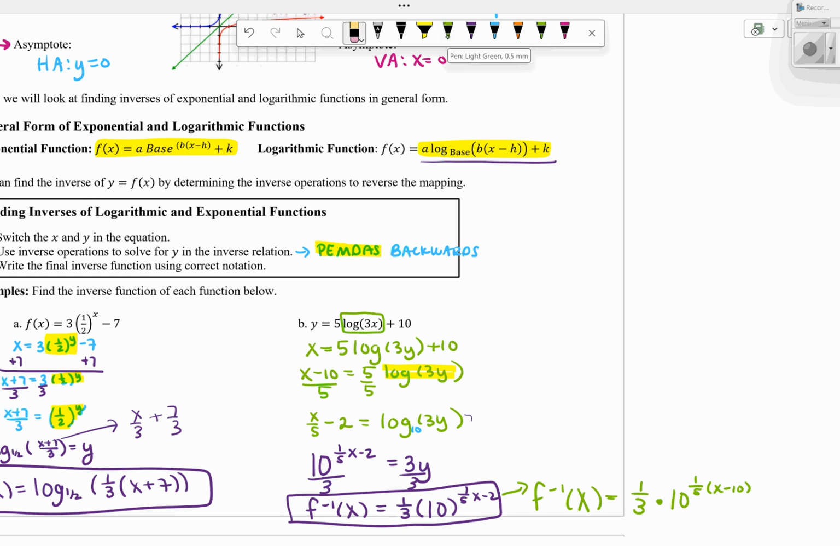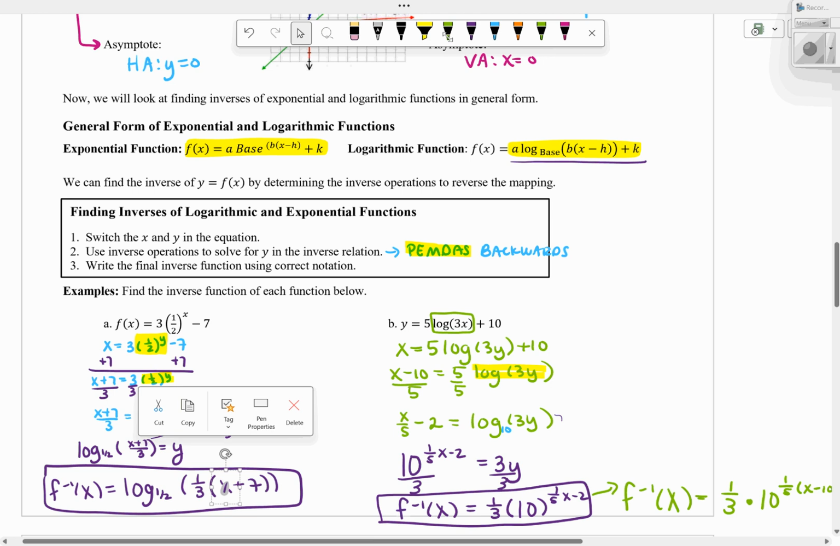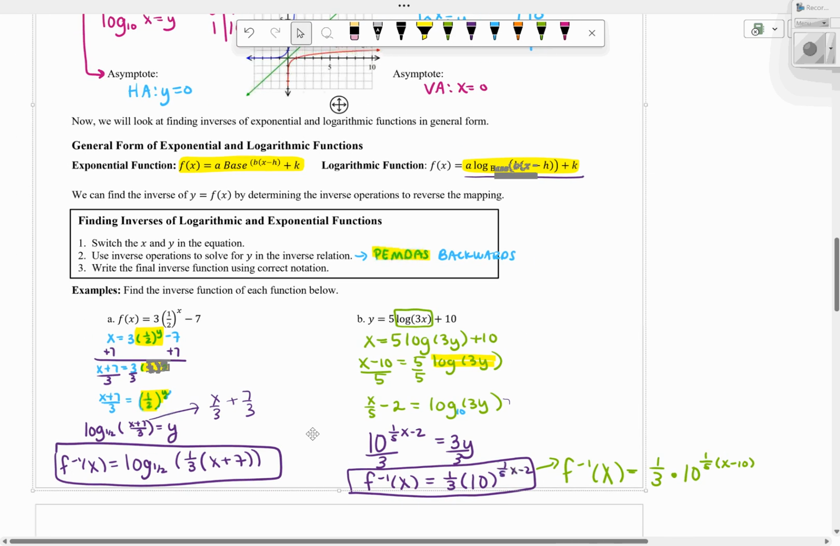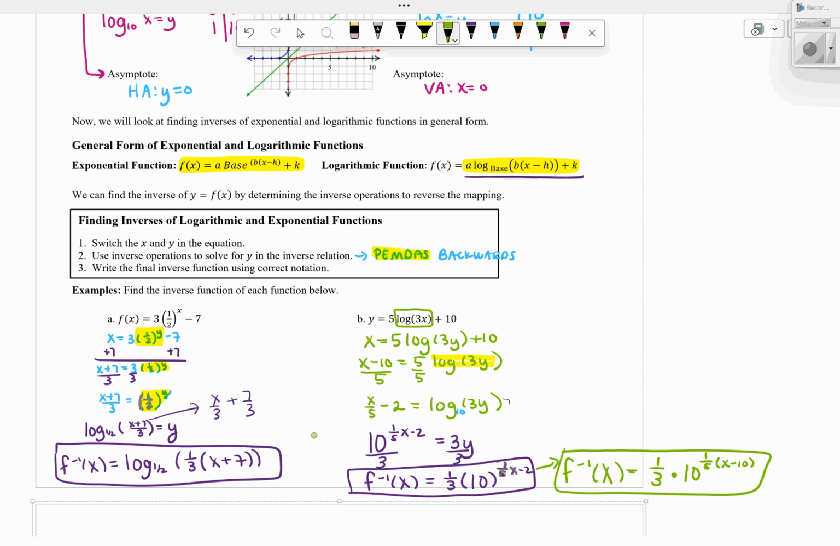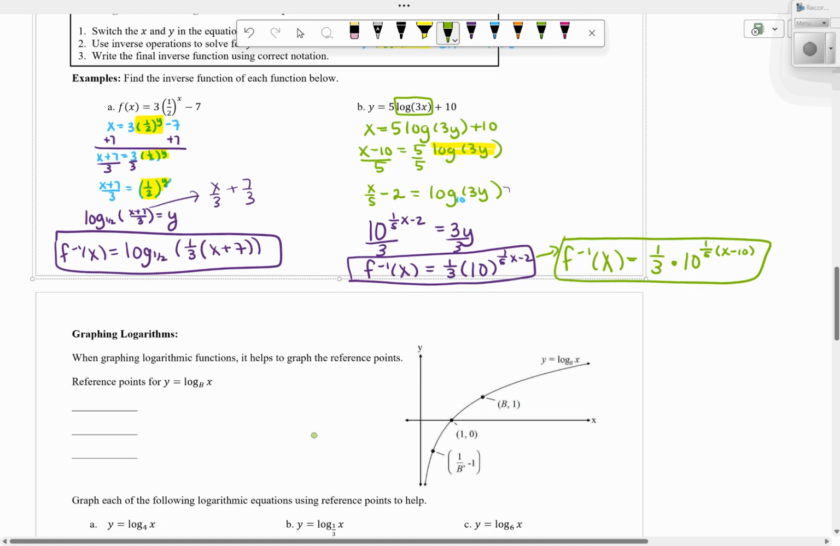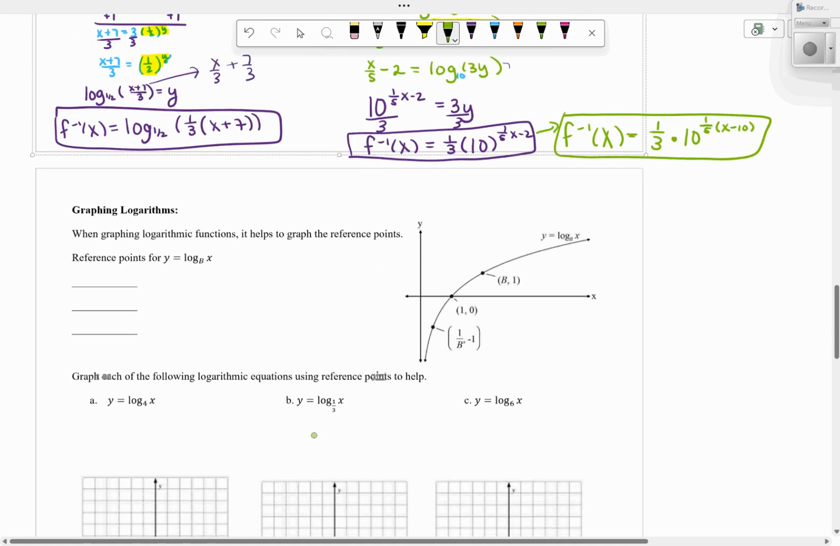And over here, we could have, like I said, written this as 1/3 x plus 7/3, the same thing. But if we're rewriting it in the general form right here, notice it's in the factored form. And that's good to leave it in the factored form for when we get to our transformations. So next we're going to talk about graphing logarithms.